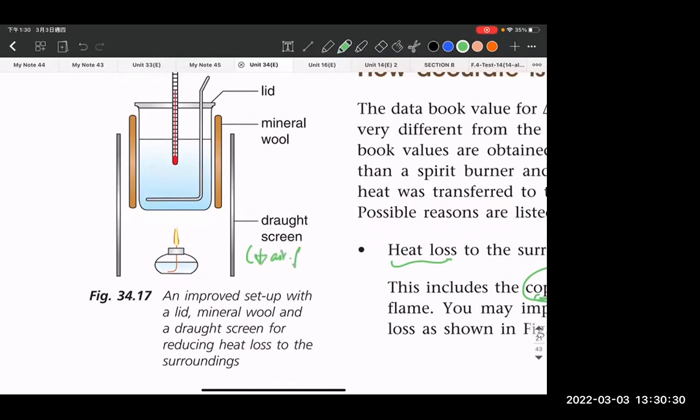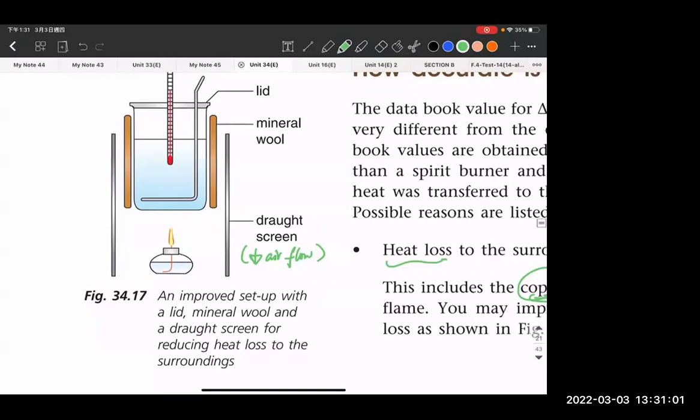So it is to reduce airflow. In short, it is to reduce the airflow because air will absorb heat. So the concept is to reduce the airflow, so that less heat will be lost to the air. So this is the principle. How about mineral wool? The mineral wool should prevent the heat loss from the absorption of heat by the copper can. Okay, the copper can. Now in the copper can, if I have this design, the copper can will no longer absorb as much heat.